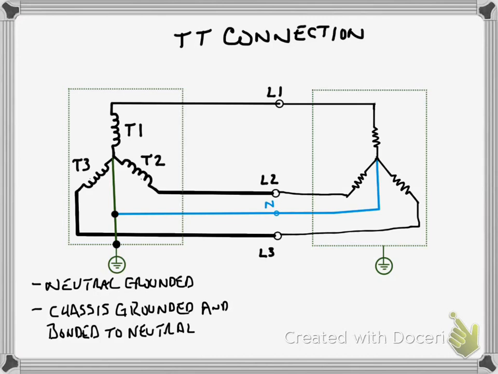So those are the two-letter designation systems for earth grounding of distribution systems.